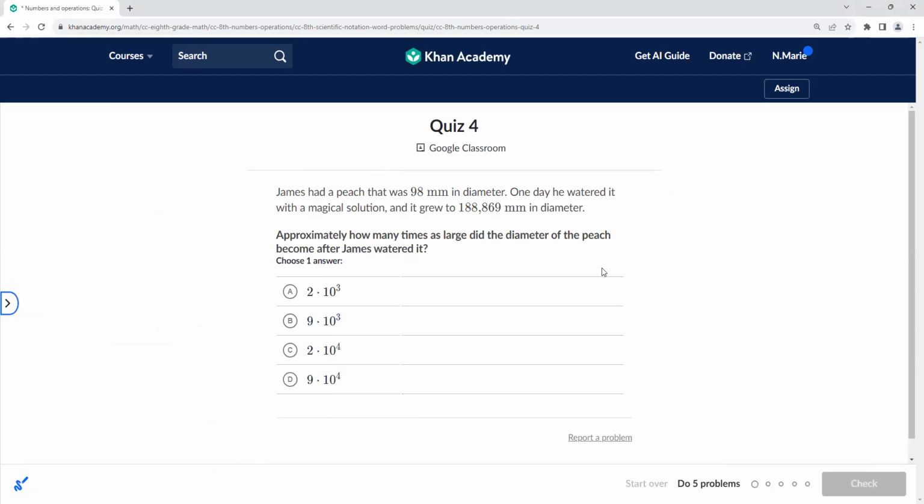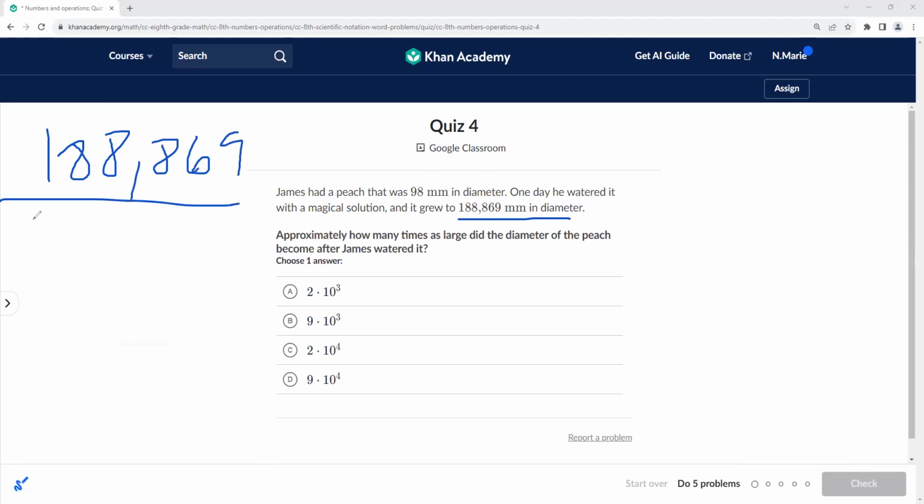Okay, so James had a peach that was 98 millimeters in diameter. One day he watered it with a magical solution and it grew to this. How many times larger? So if this is pretty much 98 times what gets me this? So what's the opposite of multiplication? Division. So let's divide these numbers. You can use a calculator.